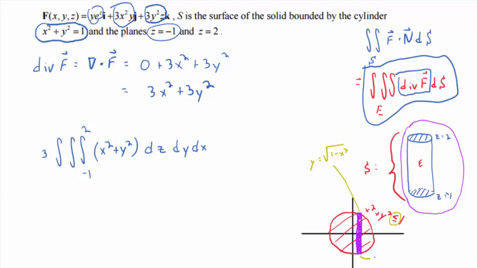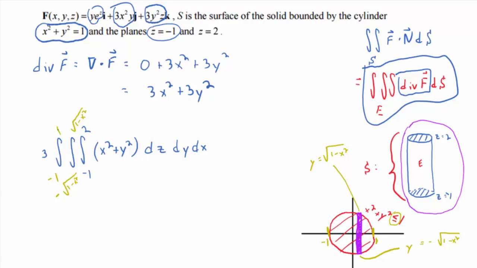And then what do you get for the bottom of that rectangle? Negative square root of 1 minus x squared, right? So your inner limits of integration go from the opposite of the square root of 1 minus x squared to the square root of 1 minus x squared. And then what does x run from? Negative 1 to 1, because the radius of that circle is 1, right? So negative 1 to 1. So is that something you should be able to set up?